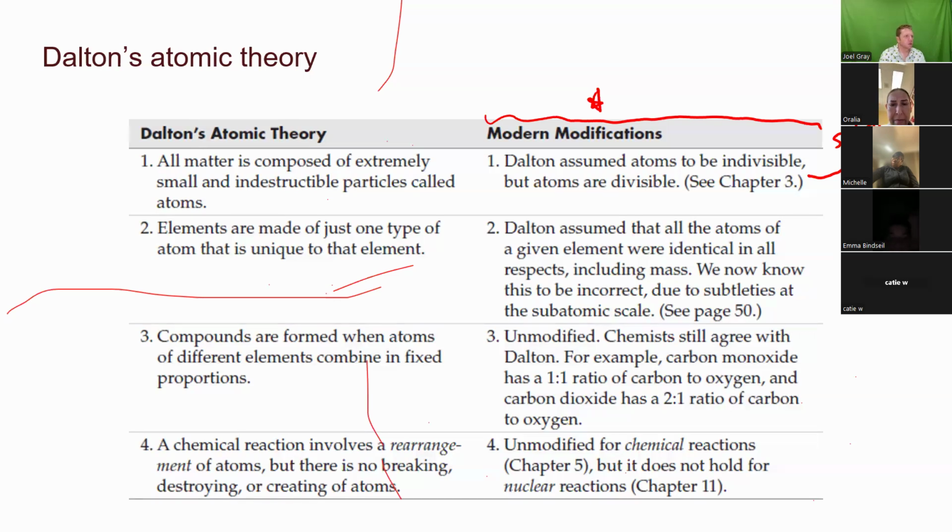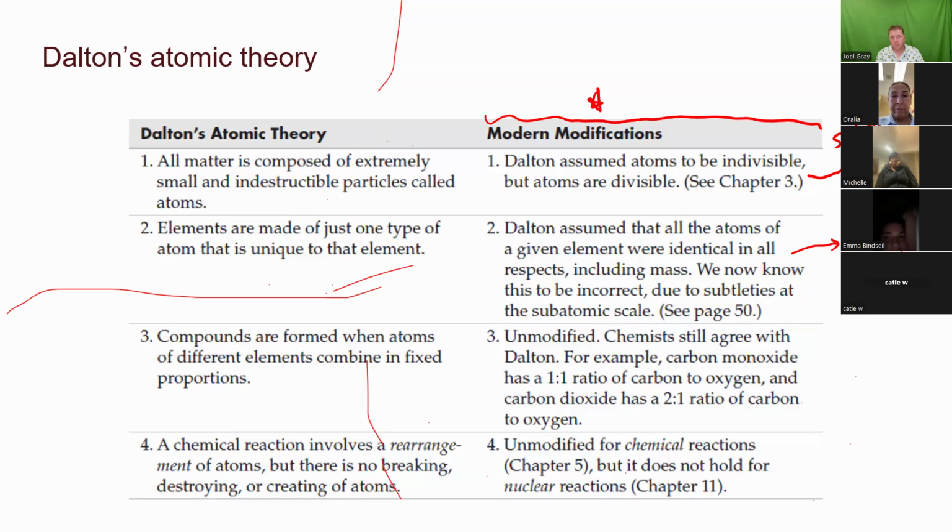Next is Dalton assumed that all atoms of a given element were identical in all respects, including their mass. Now, with this, we know this is not true. And what we've got here as an explanation for this is something that we talked about last time. We talked about isotopes. Remember how we did that calculation where we said, okay, if you get 10 Oreos or we got 100 Oreos and we put them all in a digital balance, those Oreos had different masses. That's going to happen. Is it still an Oreo? Yes, it is.